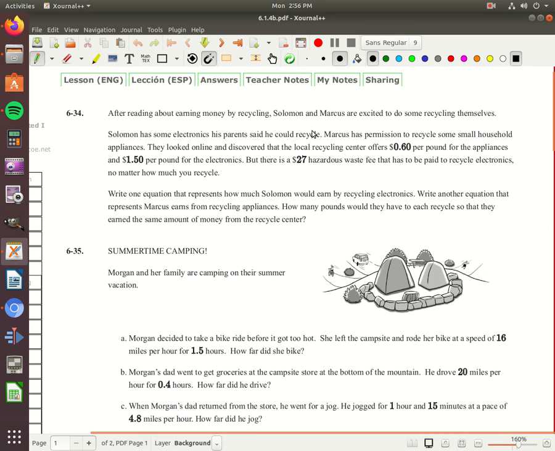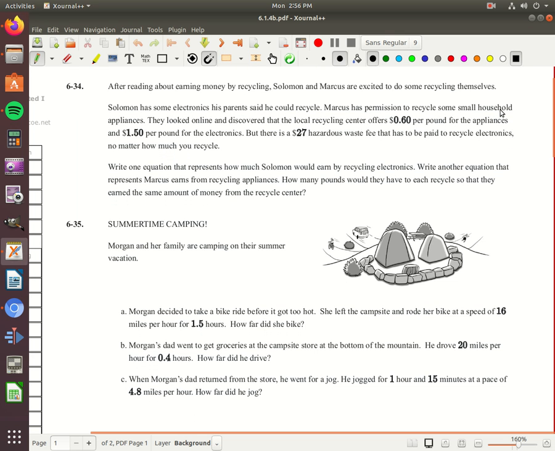All right, so after reading about earning money by recycling, Solomon and Marcus are excited to do some recycling themselves. Solomon has some electronics his parents said he could recycle. Marcus has permission to recycle some small household appliances. They looked online and discovered that the local recycling center offers 60 cents per pound for appliances and $1.50 per pound for electronics, but there's a $27 hazardous fee that has to be paid to recycle the electronics no matter how much you recycle. So write one equation that represents how much Solomon would earn by recycling electronics.